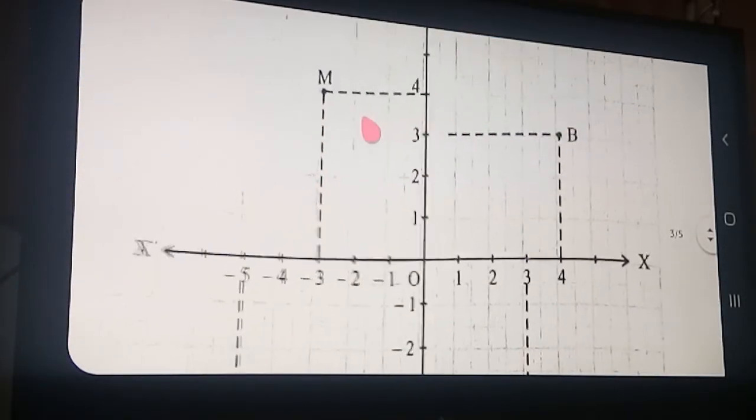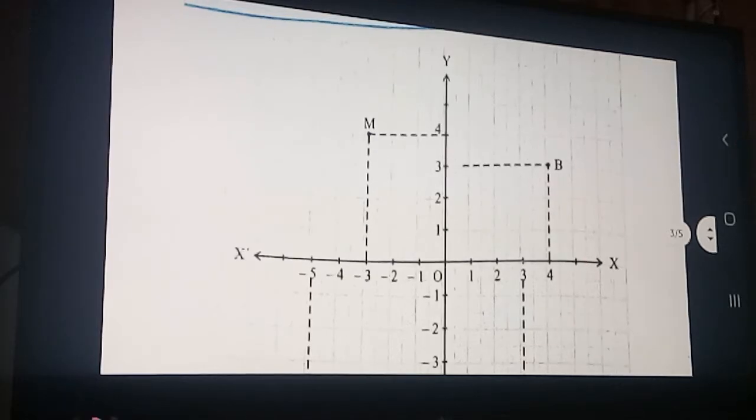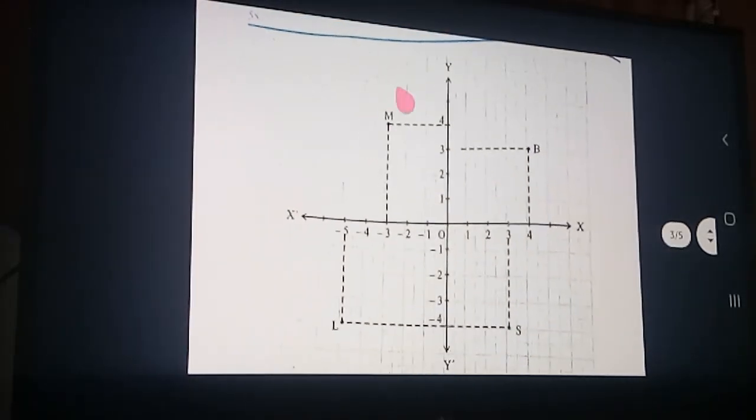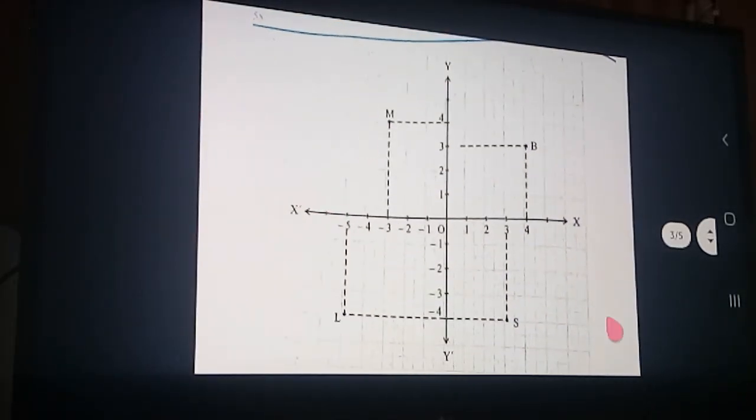This diagram, see. All of you see the diagram properly. See here, how many points have we marked? One point B, one point M, one point L, and one point S. What is your question? Your question is this: what is the abscissa of the point B, and what is the ordinate of the point B? Then how can we write it in the form of coordinates?